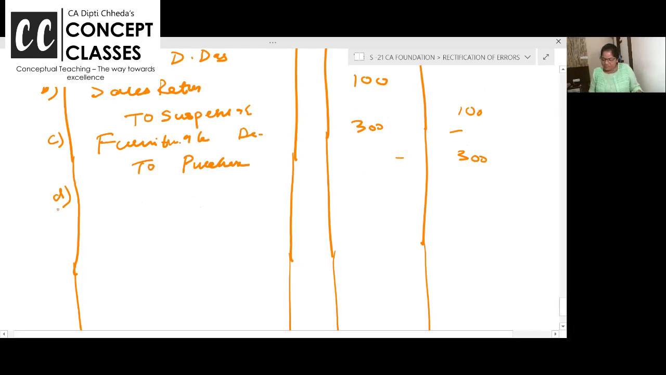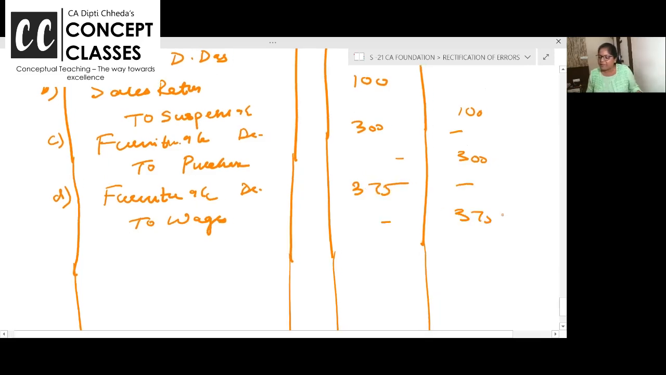You've made furniture. Showcase is a part of the furniture of your business. Furniture account debit. By mistake, you have put it in the wages account. So wages credit, furniture debit.